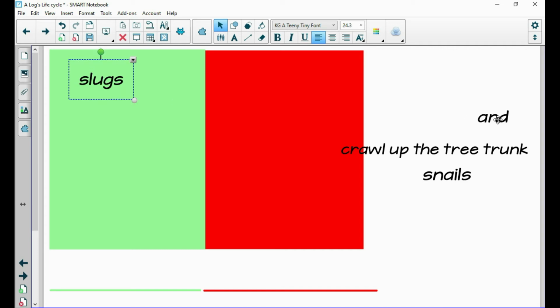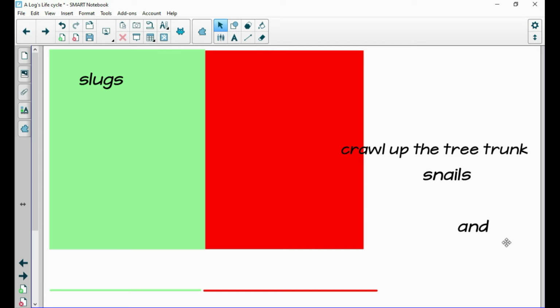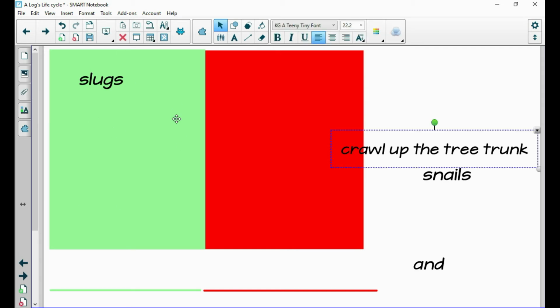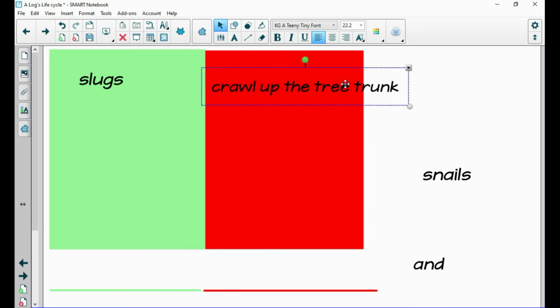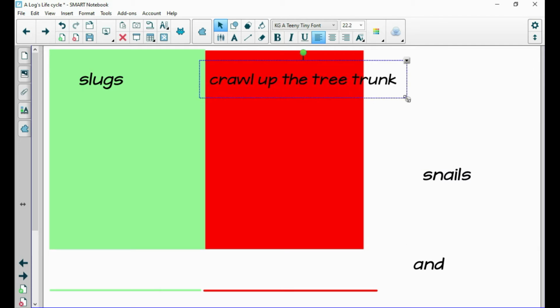What about the word and? That's really not either, is it? So I'm just going to put it way down here. What about crawl up the tree trunk? Is that a person, an animal, or a thing? Or could it describe a person, animal, or thing, or tell what it's doing? That's right. It's a predicate. It can tell or describe what a person, animal, or thing is doing. So I'm going to put it over here inside this red box. Doesn't quite fit, does it?